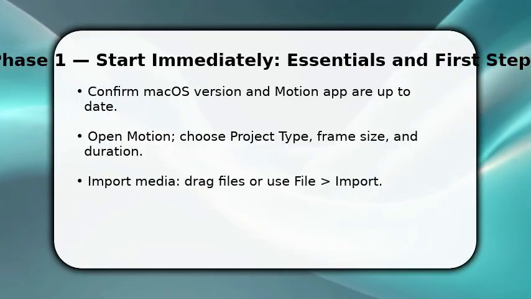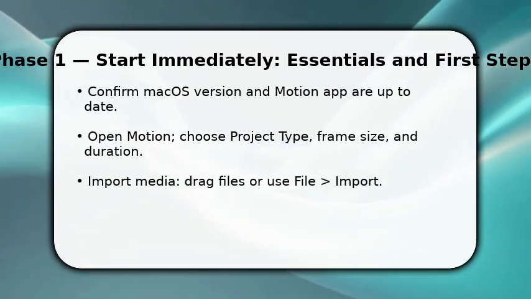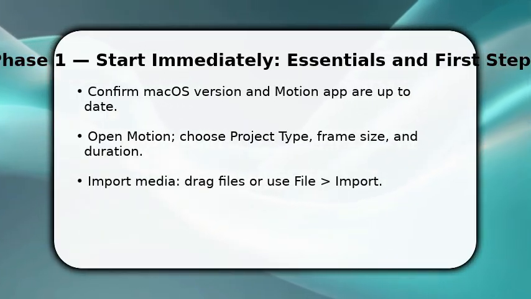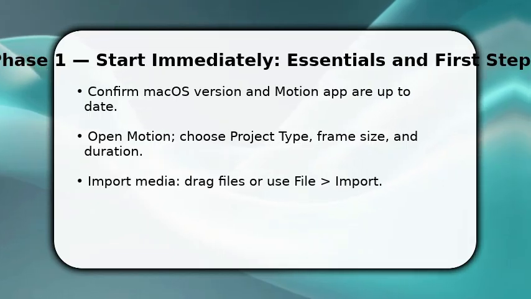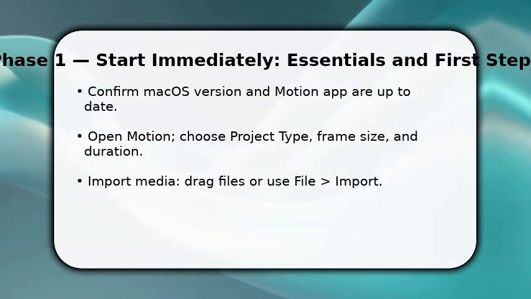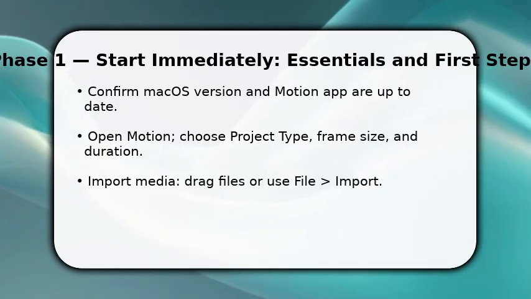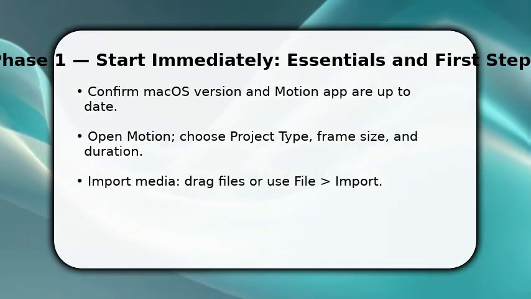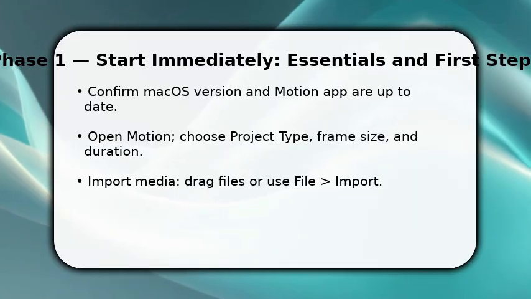You begin by preparing the project so you can work fast. Open Motion and pick the correct project type and frame size. This determines pixel ratios and render needs. Import your media now, drag assets directly into the timeline, or use File Import to keep folders organized.